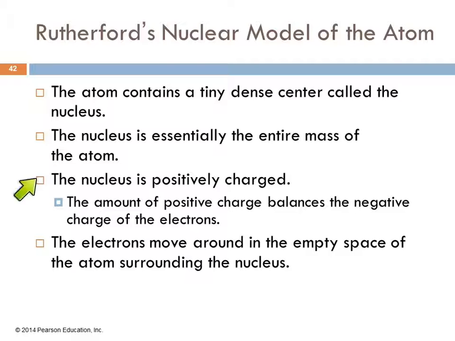The nucleus is positively charged, and the amount of positive charge balances the negative charge of the electrons. The electrons are moving around in the empty space of the atom surrounding the nucleus. The really big question is, what are the electrons doing? How are they moving around?